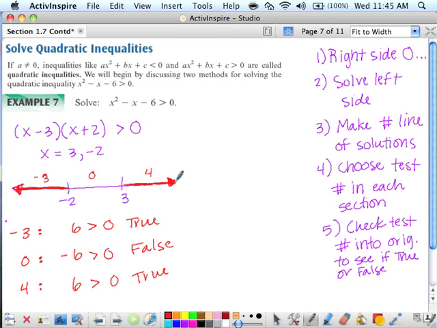Now we just have to decide whether we need parentheses or brackets. Because the original problem was strictly greater than 0, not greater than or equal to, both of these should have parentheses. And that's how we will solve quadratic inequalities. I know it seems long, but once you do a couple of them, it'll start to sink in and make sense. It won't be so bad.